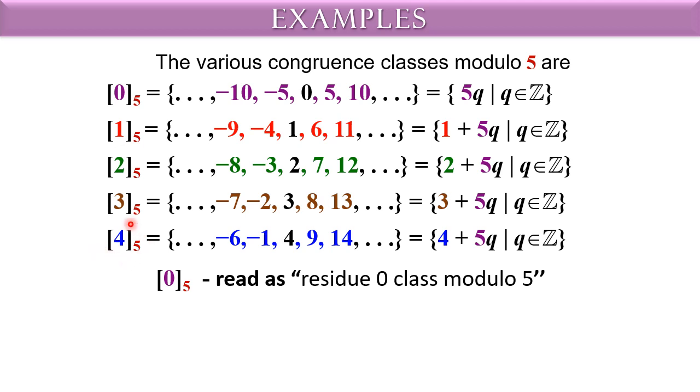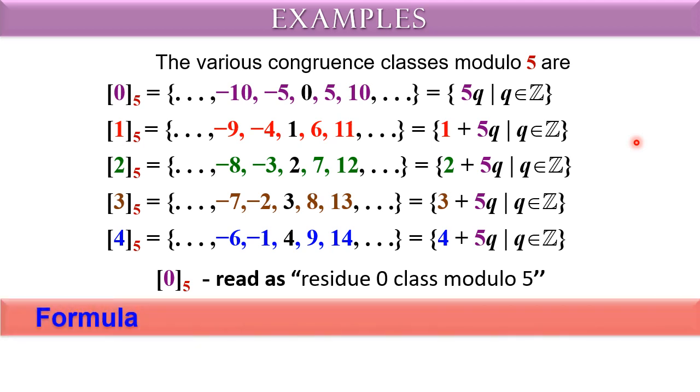We are going to stop in determining the classes modulo 5 since we reach 4 here to be able to satisfy the condition that your residue should be greater than or equal to 0 but less than your modulus 5. So generally, to determine the congruence classes modulo m, we may refer to this formula. Again, this is read as residue a class modulo m, and to be able to get all of the integers for these classes, we may follow a plus m times q, where q is an element of integer.